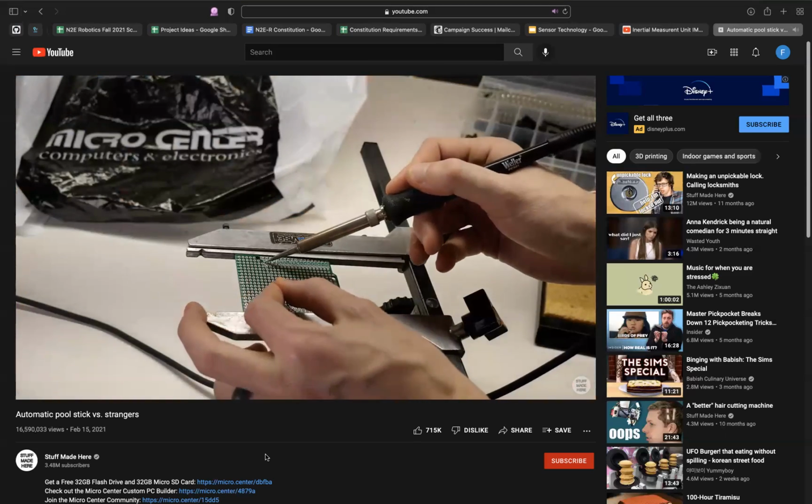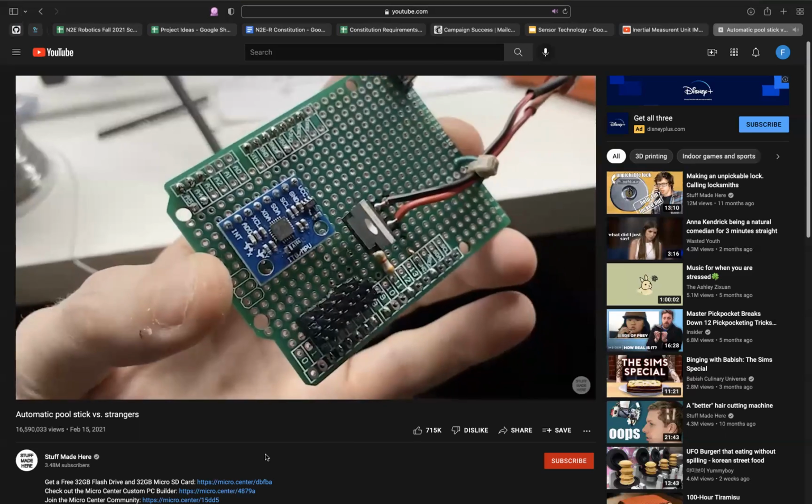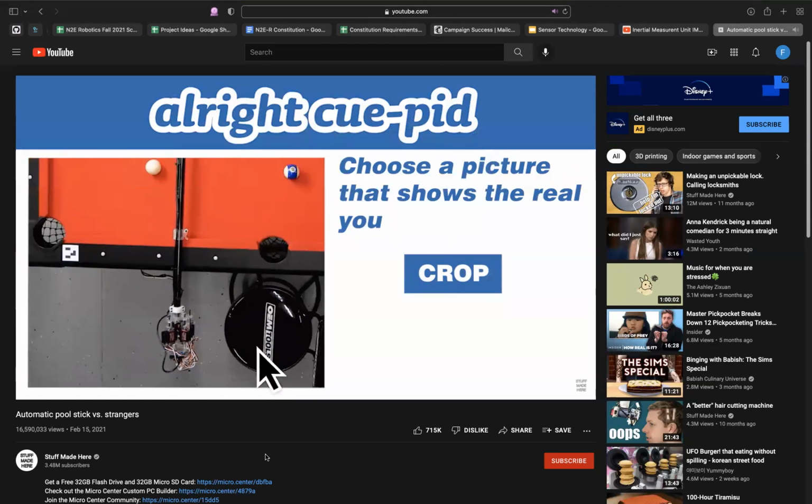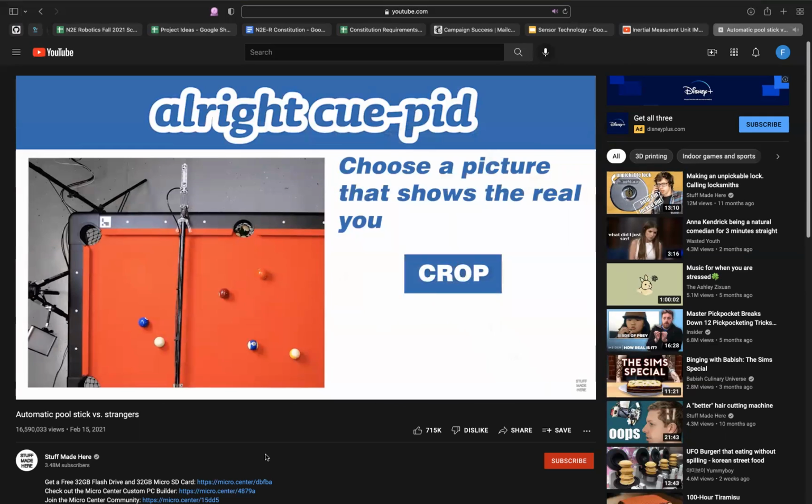The electronics are pretty straightforward. They're mostly off-the-shelf microcontrollers and other components. Man, that end got thick. Not really the best look. There we go.